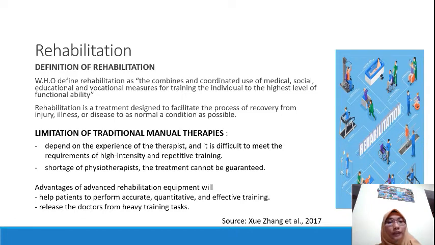As a result, the demand for advanced rehabilitation equipment has increased significantly, which helps patients to perform accurate, quantitative, and effective training. The application of rehabilitation robots can also release the doctor from heavy training tasks, analyze the data of the robot during the training process, and evaluate the patient's rehabilitation status.